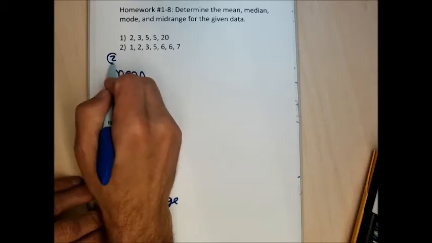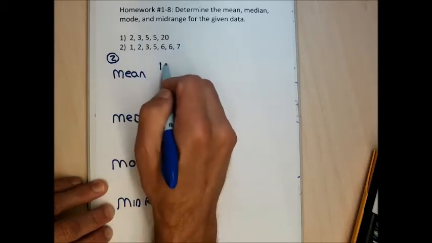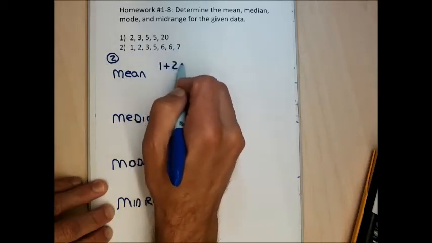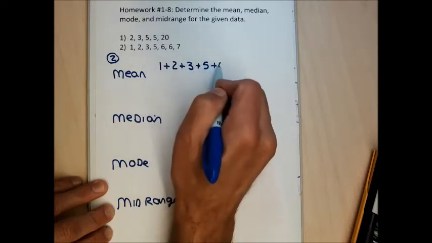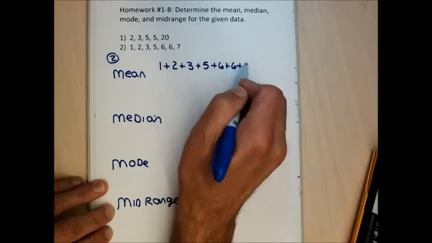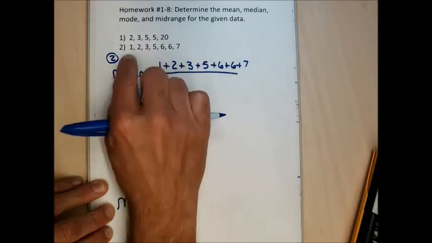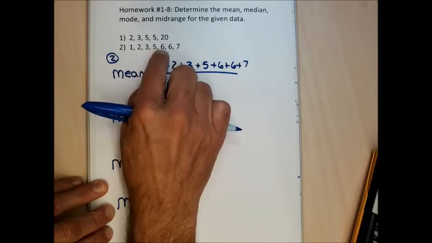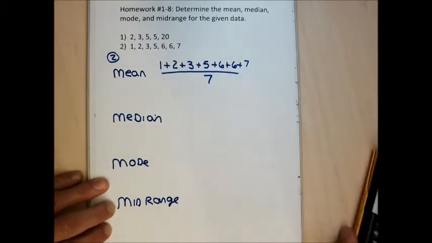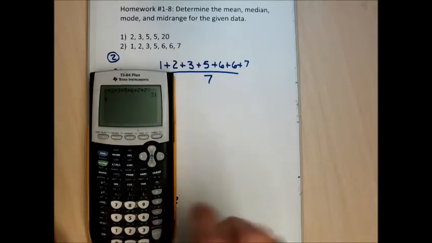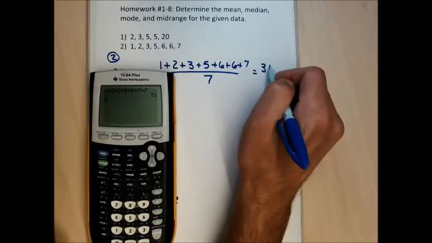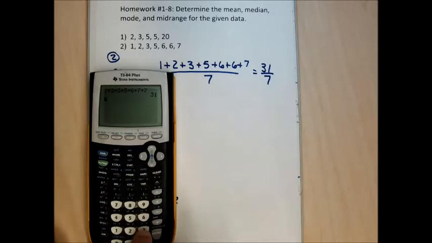I'm going to find the mean. To do the mean, you're going to add up all the numbers. So in my case, 1 plus 2 plus 3 plus 5 plus 6 plus 6 plus 7. And I'm going to divide by 7 because there's 7 data points. First, I'm going to add up the numbers 1 plus 2 plus 3 plus 5 plus 6 plus 6 plus 7. And I get 31. And I'm going to divide by 7.